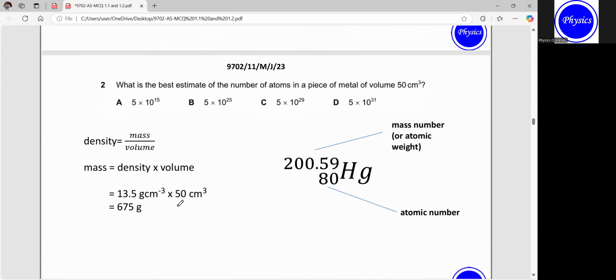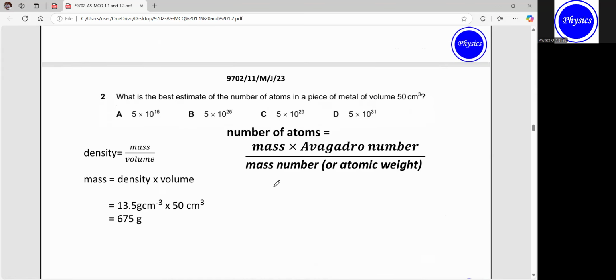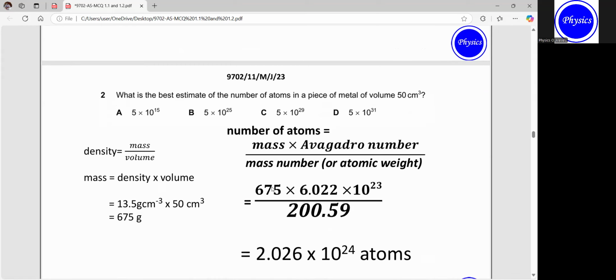Then we have one more formula from chemistry. You have to take this one. Before that, you must know the atomic weight or the mass number of mercury, which is 200 or 201. Also, you can approximate to 201. Okay, so here, this is the formula. Number of atoms is equal to the mass of the element times Avogadro number divided by atomic weight. So if you do that, 675 times this, we are getting 2.0 times 10 to the power of 24 atoms.